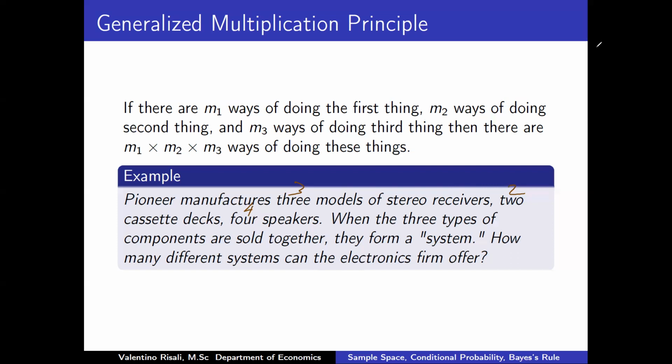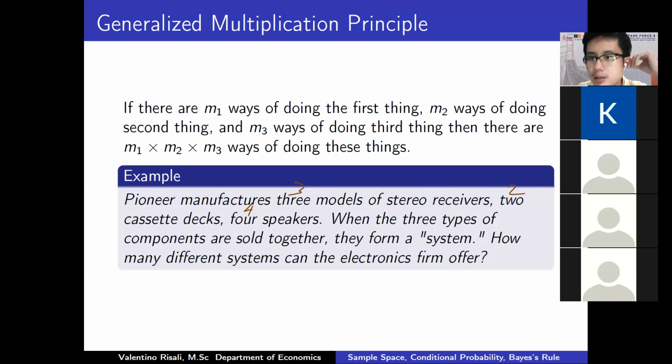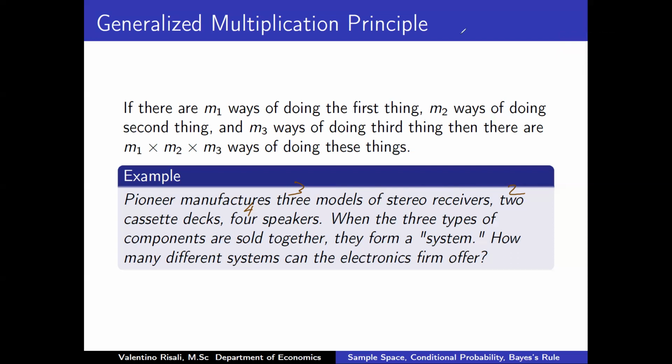24, sir. 24, right? Yeah, we can consider the stereo as the first thing, the cassette decks as the second thing, and also speakers as the third. And then just multiply 3, 4, and 2. Okay, thank you for your answer. I hope you can understand this usage of the multiplication principle.